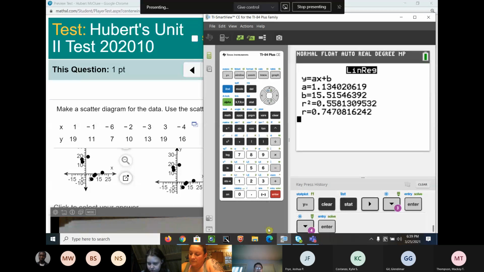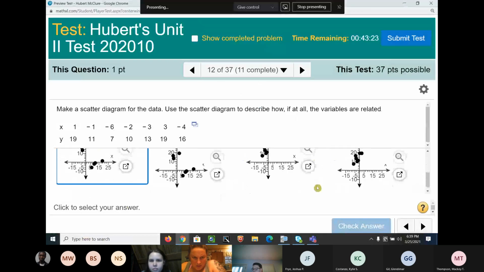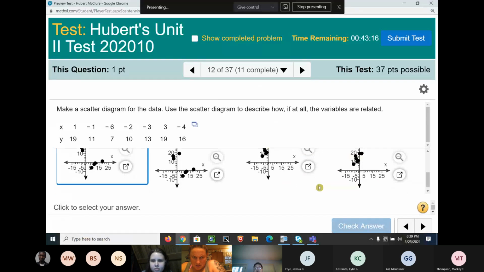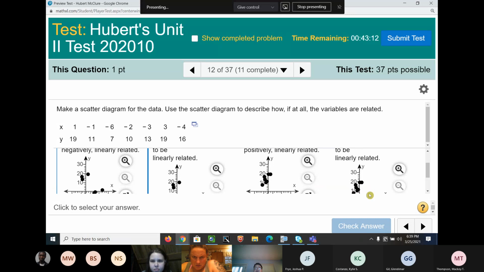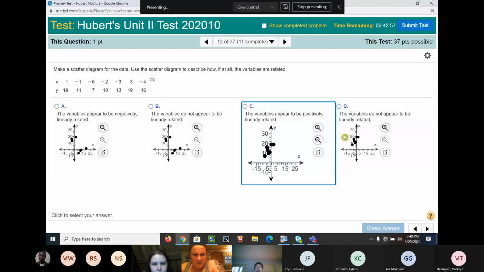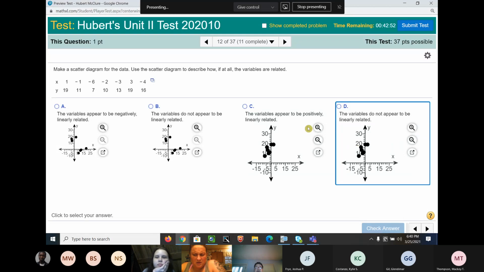Apologize for that. All right, so which one does it look like? Well, I'm going to be honest with you. You can't tell much, but I know there are 3 in the middle that are close to each other. So I think it's going to be one of these two. I'm going to have to blow this up a couple of times. Okay, positive, linear, do not appear positive linear. I think this is the answer.